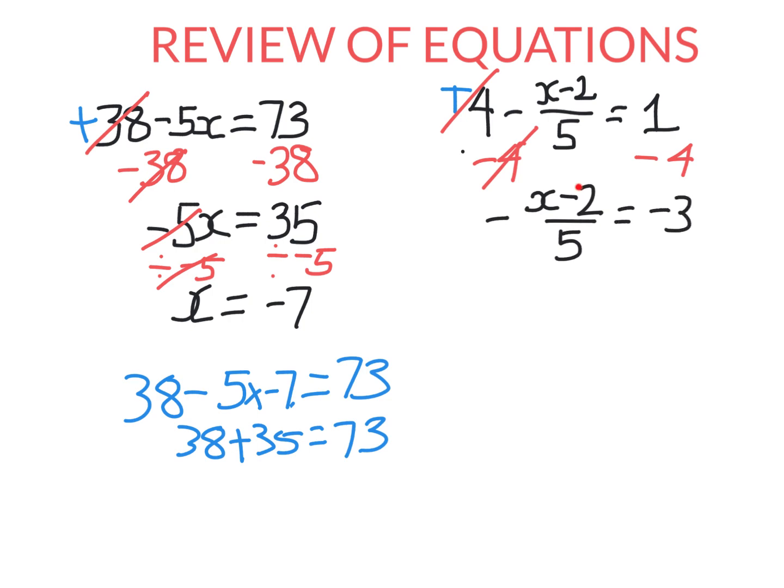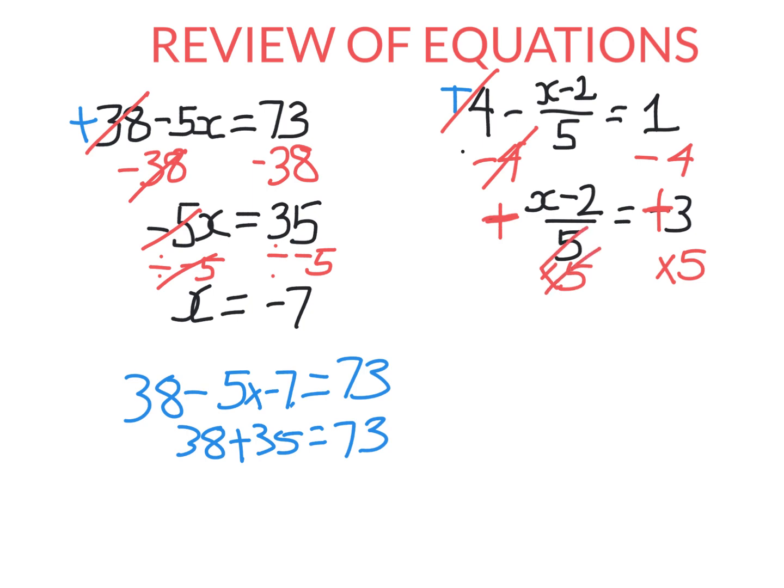Now, you can do whatever you want to one side of the equation as long as you do it to the other. So I can change this to a positive. I can change the sign of the left-hand side as long as I change the sign of the right-hand side. So now I've got x minus 2 over 5 equals 3. We undo dividing by 5 by multiplying by 5. Again, what you do to one side of the equation, you must do to the other.